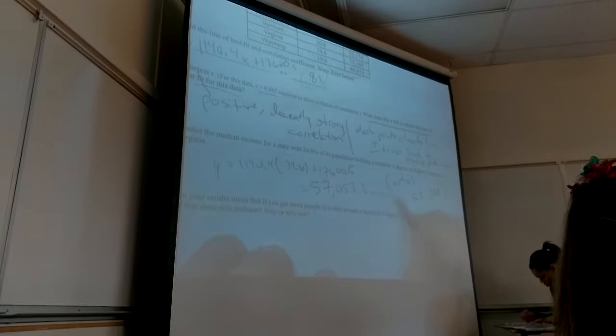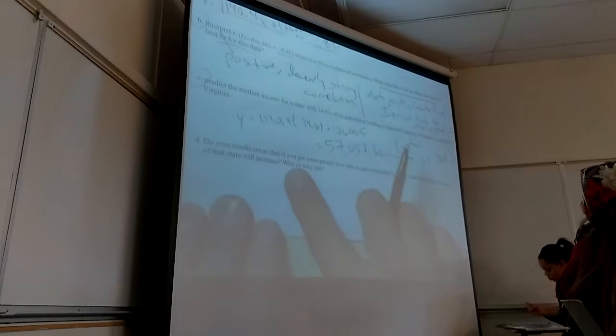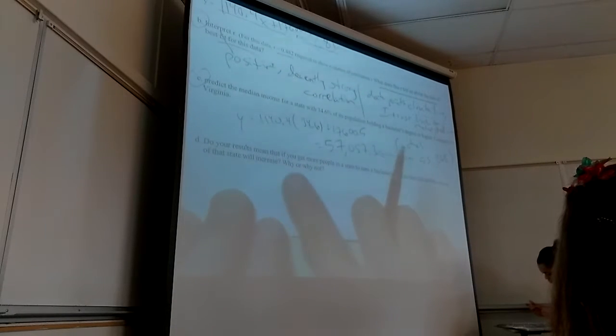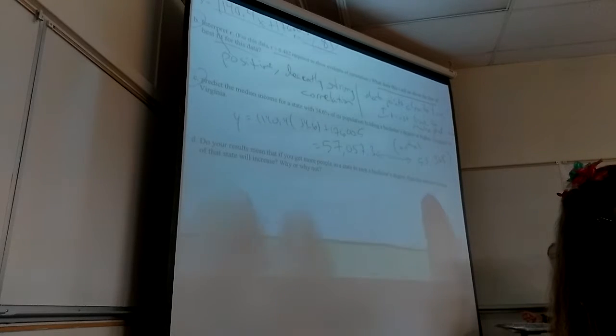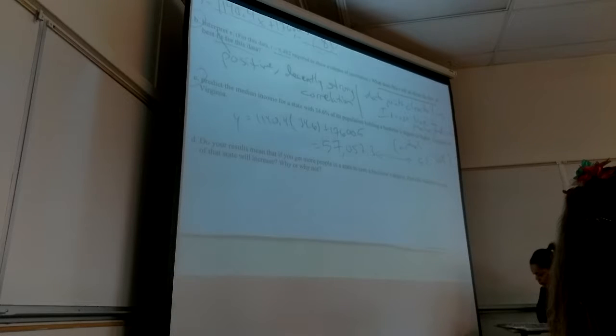So this is a decent prediction. It's off by a couple thousand, but that's not too bad. Now, obviously, you know how to answer this question, but it's the details in the answer that matter. Do your results mean that if you get more people in a state to get a bachelor's degree, then the median income will increase? Is that necessarily true? Is that what the results mean?